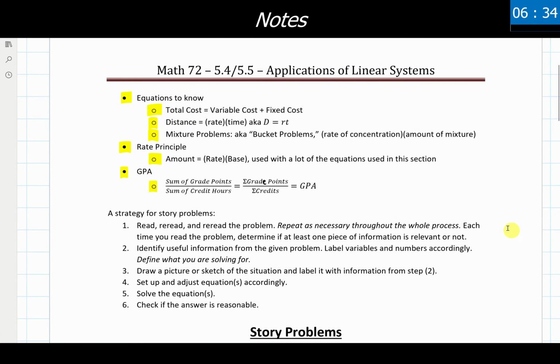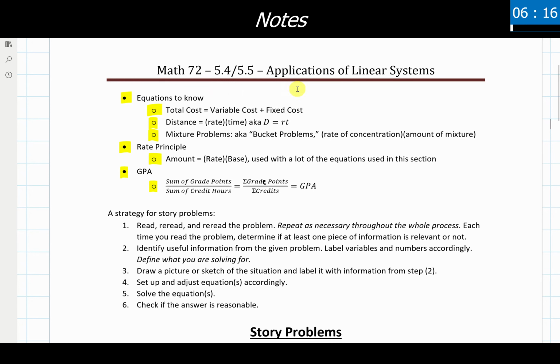In this video, we're going to be discussing the 5.4 and 5.5 material that has to do with applications of linear systems. Really just a fancy way of saying we're going to be looking at 2 sections worth of story problems that have to do with systems of linear equations.